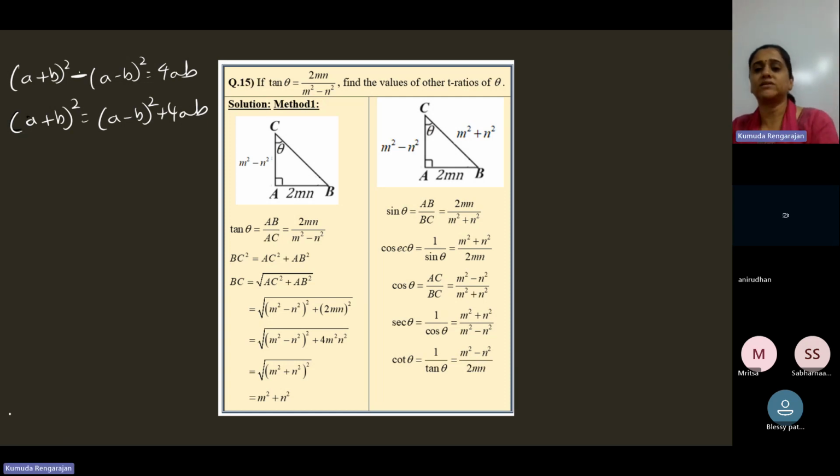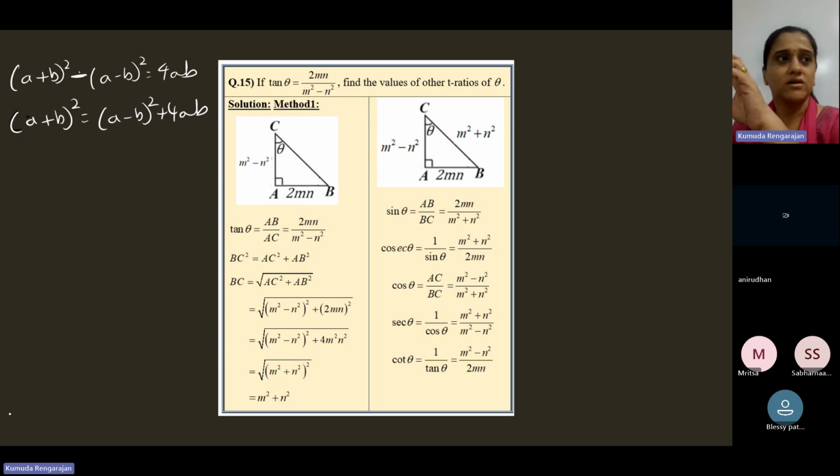Then after this, you should find the t ratios. We found BC. Now find the t ratios. Now tan is given, right? So that means you know cot. Reciprocal of tan is cot. Find sine and cos. Sine, if you find, cosecant is the reciprocal. Cos you find from the triangle. Secant is the reciprocal. So always one will be given, so its reciprocal you can write.